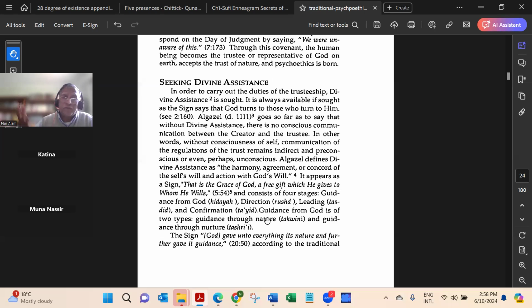She will explain those, saying that guidance from God is of 2 types: guidance of nature, takwini, and guidance through nurture, which is tashri'i, which is sharia. So those are the things we needed to remind ourselves at this moment, as in our journey, when we look for a solution of any negative trait, we want to clean our heart. That is the one we will focus on. So let's keep reading the rest.